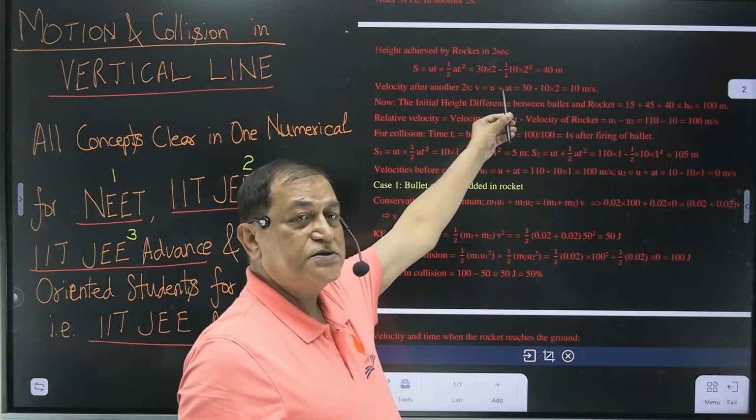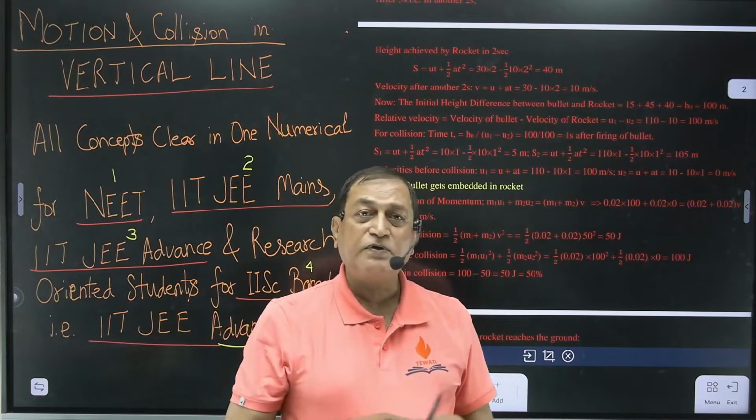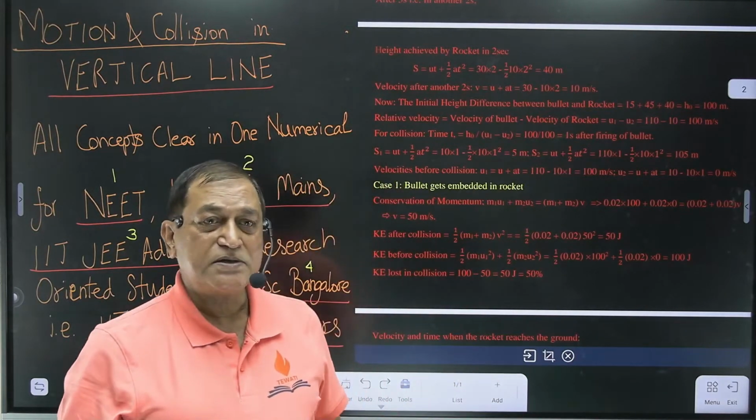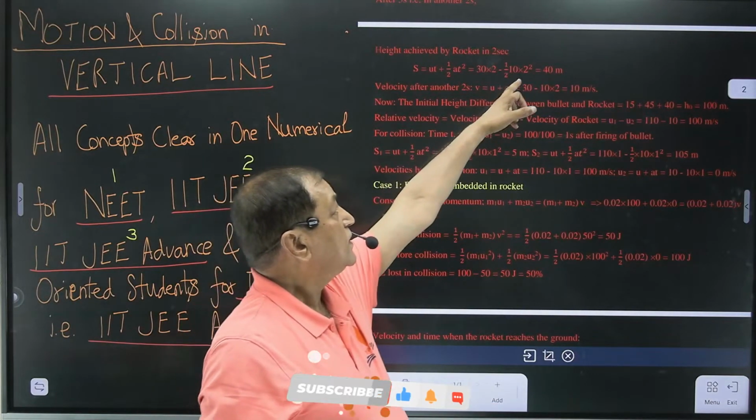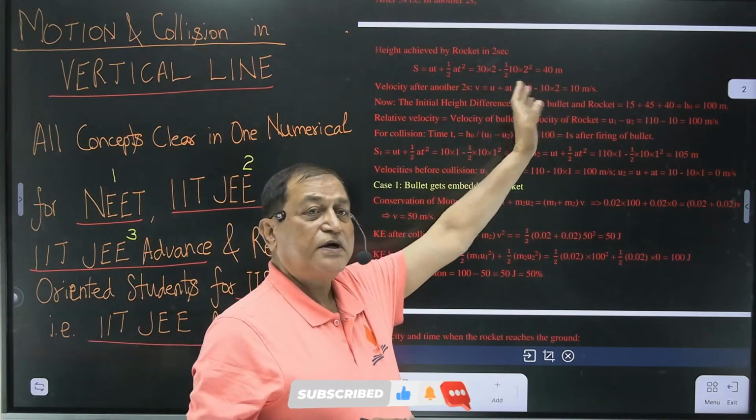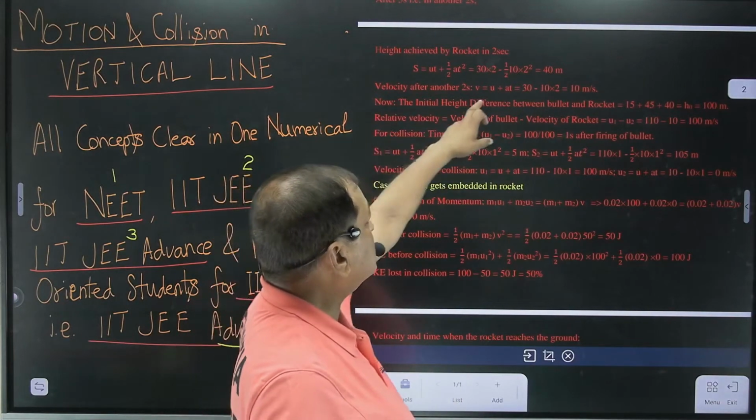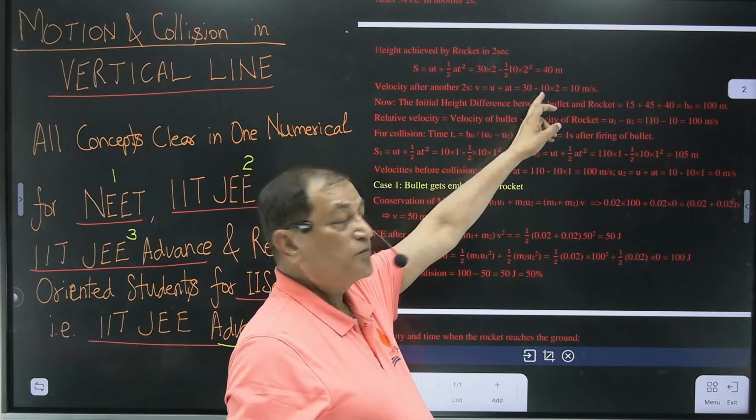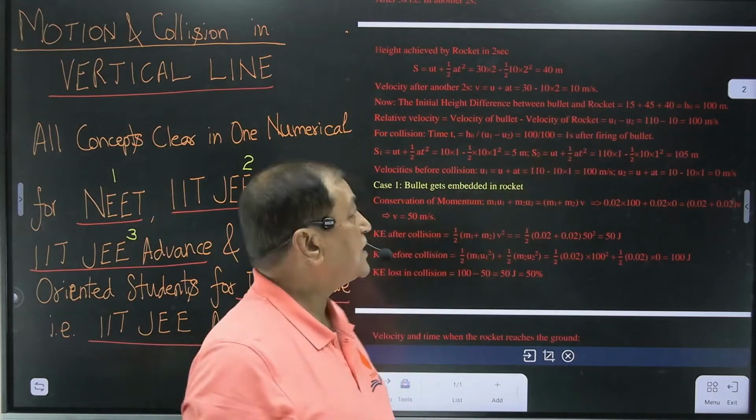Now g will act after the fuel is finished, after the fuel finished from the rocket. So g will act and g will be minus 10 meter per second square downwards. So it will be negative. In another 2 seconds, the rocket rises further by 40 meter. And the velocity after another 2 seconds, v is equal to u plus at. So 30 minus 10 into 2, that means 10 meter per second.